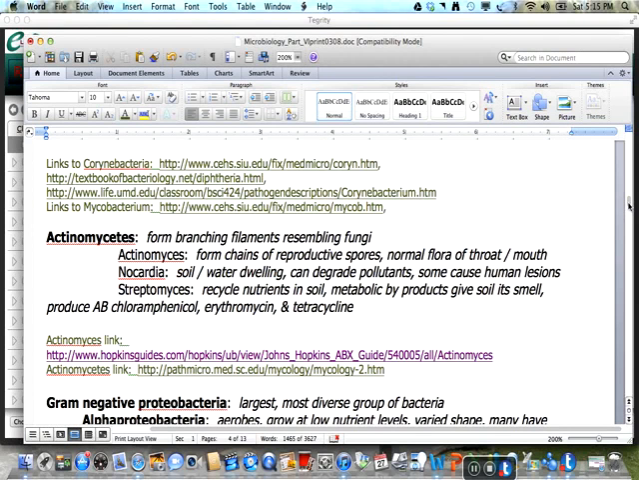The actinomycetes form branching filaments resembling fungi and include the Actinomyces, Nocardia, and Streptomyces. Actinomyces form chains of reproductive spores and are part of the normal flora of the throat and mouth. Nocardia are soil or water-dwelling organisms that can degrade pollutants. Some may also cause human lesions. The Streptomyces recycle nutrients in the soil, and their metabolic products give soil its smell. They also produce some antibiotics such as chloramphenicol, erythromycin, and tetracycline.